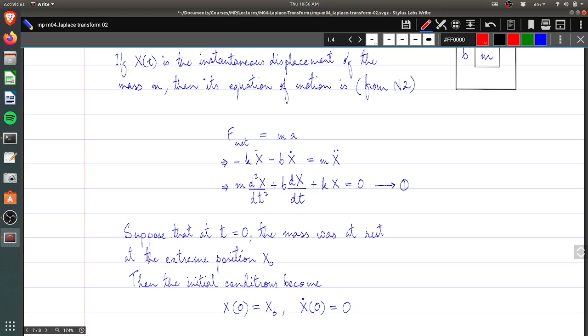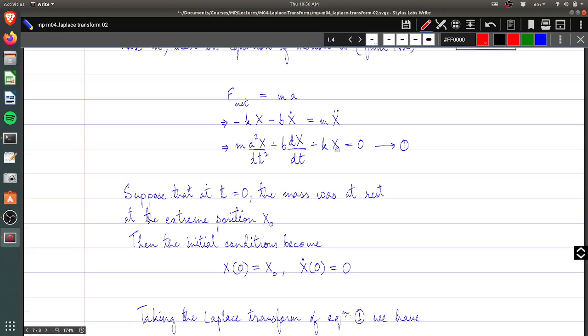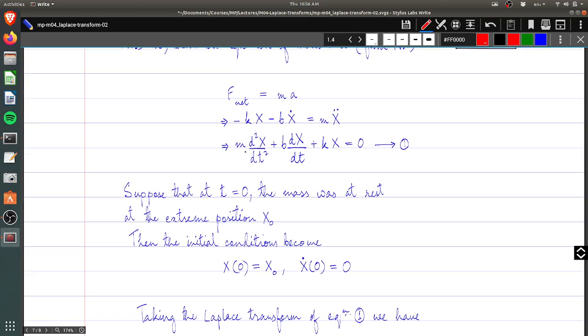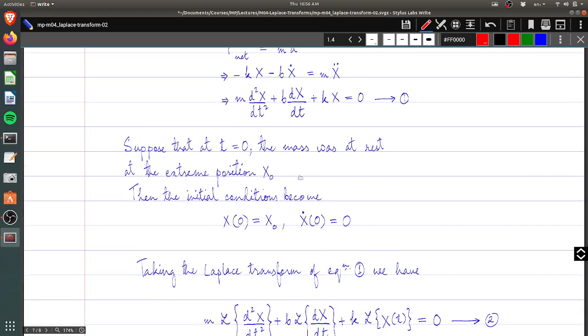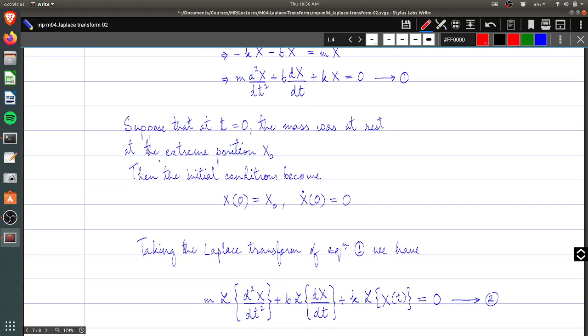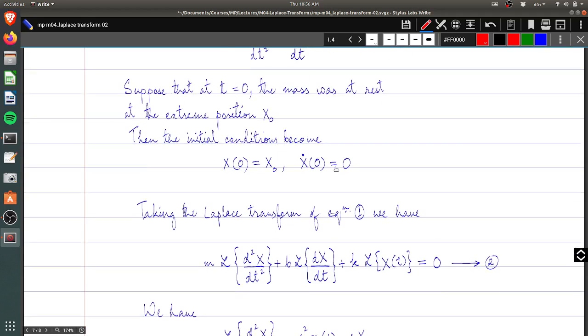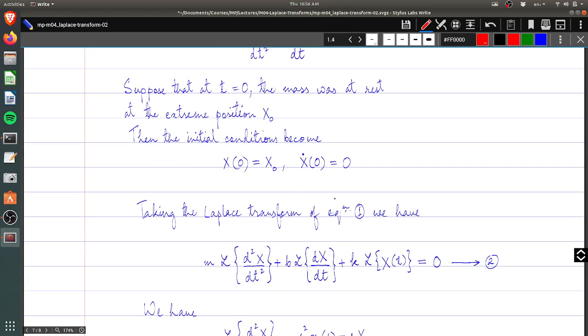So earlier, for simple harmonic motion, there was only x and x double dot. Now we have x dot as well as x double dot. So I bring everything to one side, and then we have m d square x by dt squared plus b dx by dt plus kx is equal to 0. Let's call this equation number 1. Suppose at t equal to 0, the mass was at rest at its extreme position, just the same as before. The initial conditions are the same as earlier.